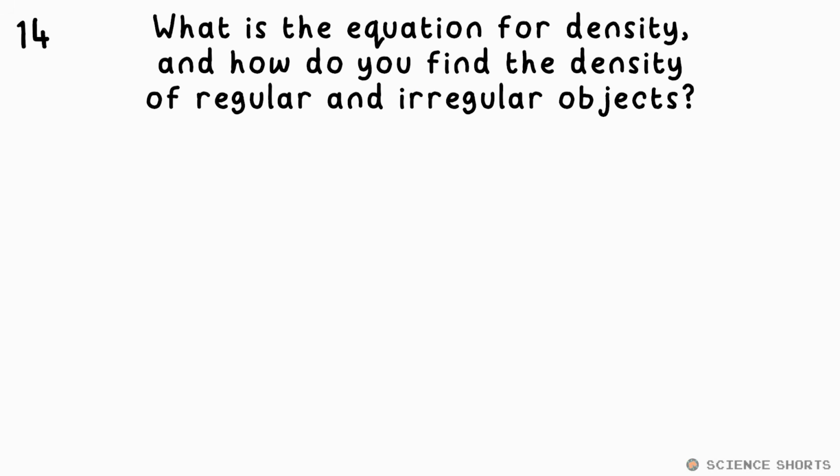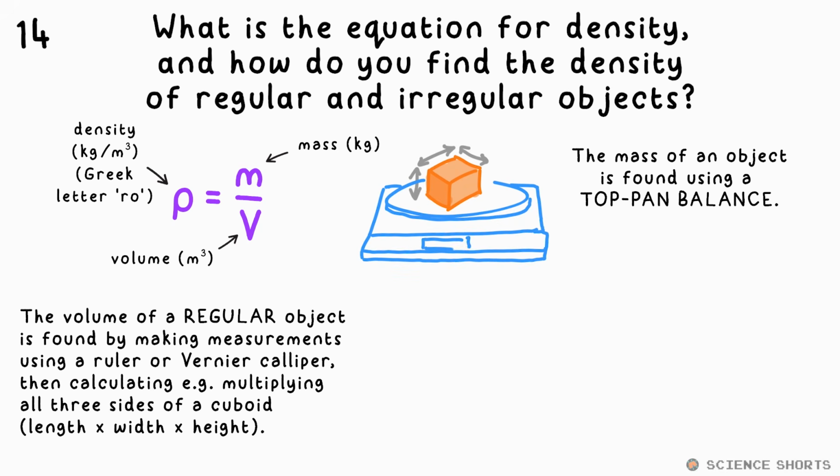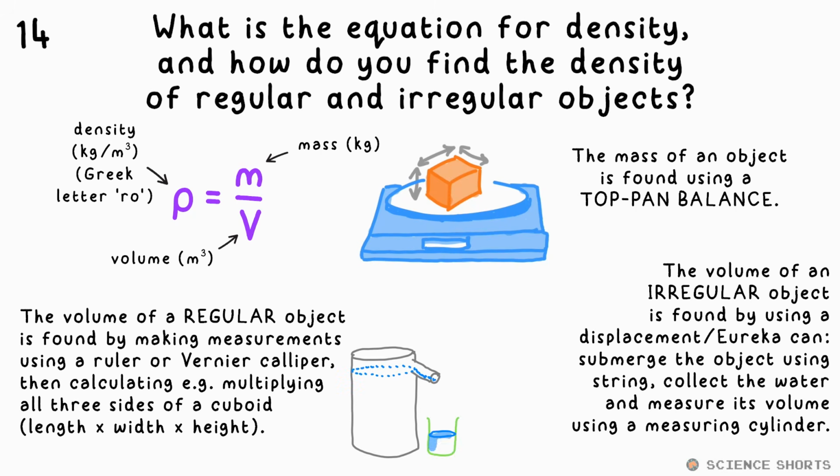Question 14. How do you find the density of regular and irregular objects? The equation for density is mass divided by volume. You get the mass by using a top pan balance. For a regular object, that's an object for which the volume can be calculated, say a cuboid, you measure all three sides using a ruler or a vernier caliper, then multiply all three sides together to get the volume. For an irregular object, say a chess piece, you submerge the object in a displacement or eureka can. You collect the water, then put that into a measuring cylinder to find the volume.